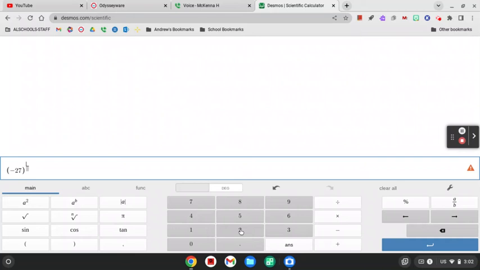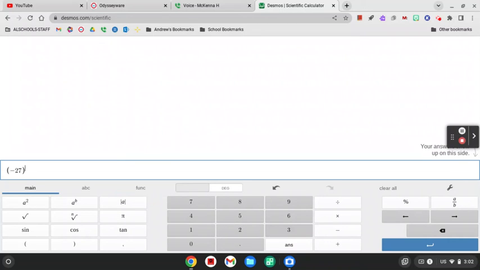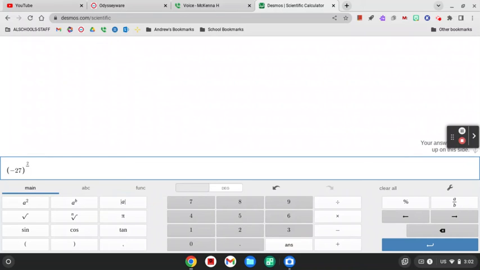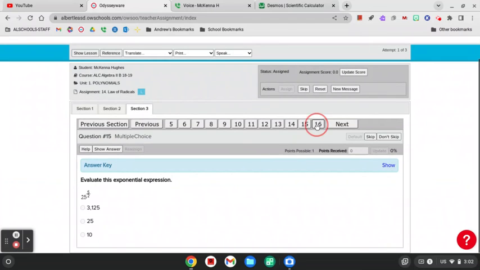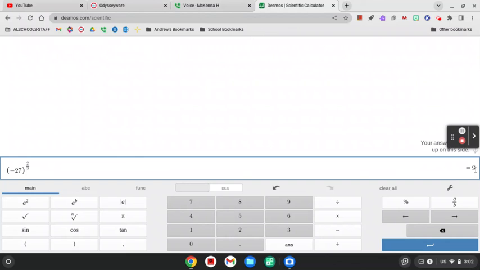You can do 2 over 3. You can also just type, and you can't see me typing, 2/3, 2 divided by 3. And you'll see right here, there's the answer, 9. So for all these questions, 13, 14, 15, and 16, you can type that into this Desmos calculator. It's just going to spit out the answer.